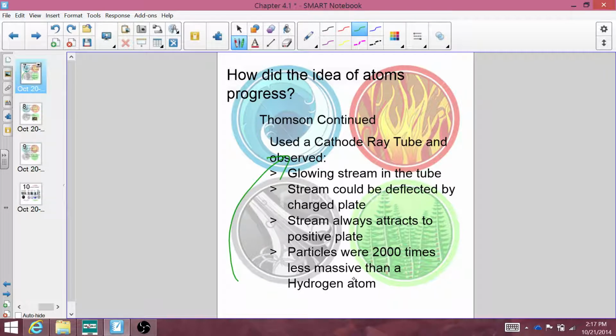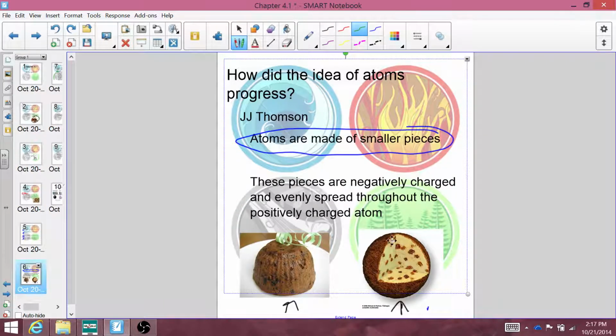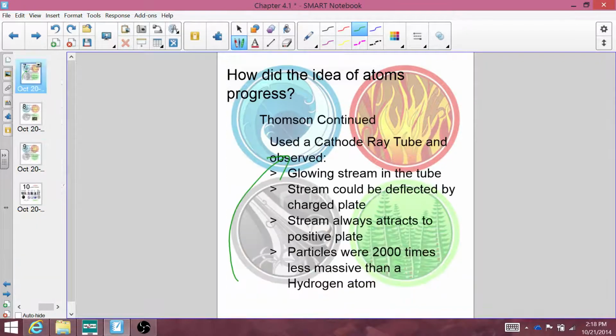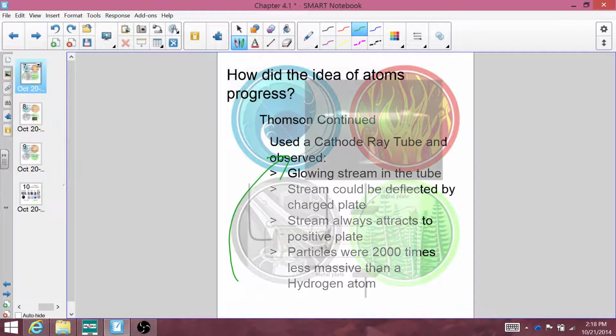He was able to figure out that these particles were not only negatively charged, but that they were also 2,000 times less massive than a hydrogen atom, meaning they have 2,000 times less mass than the smallest known atom. And because they're so ridiculously tiny, he decided that these particles must be something that makes up an atom. It's a piece of an atom. And that's exactly where he got his plum pudding model. A positively charged atom with all of these negatively charged pieces in here, and these negatively charged pieces are what make up that stream that runs through the cathode ray tube.